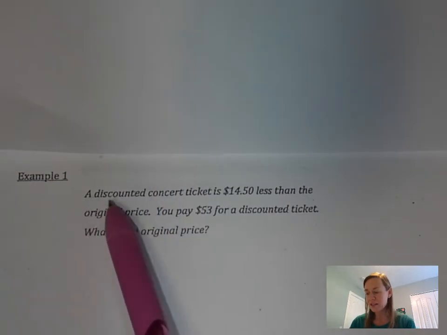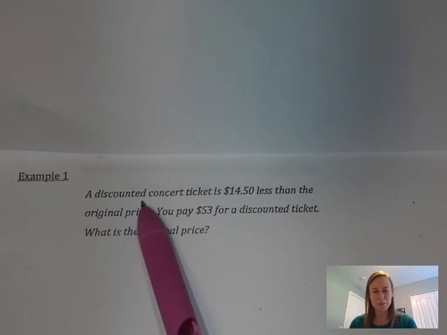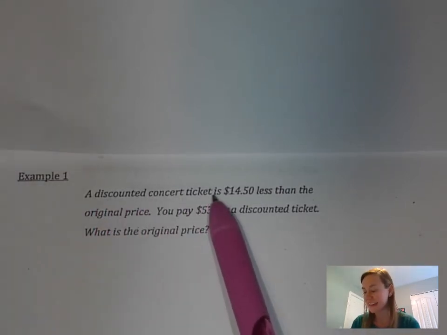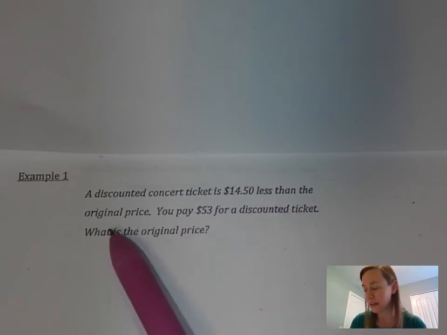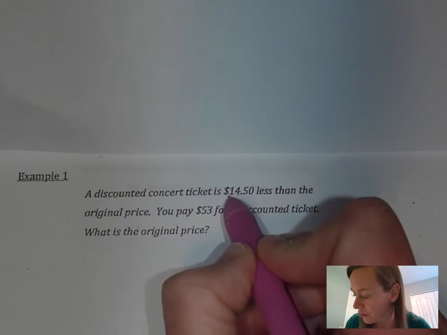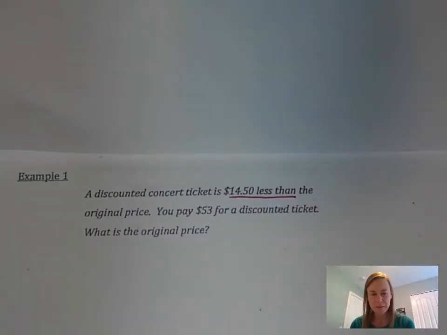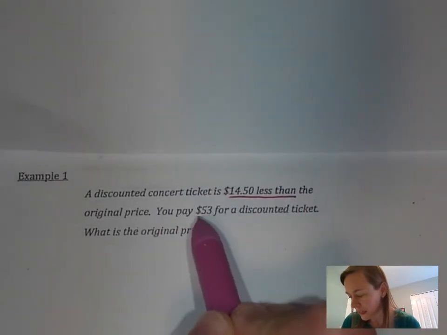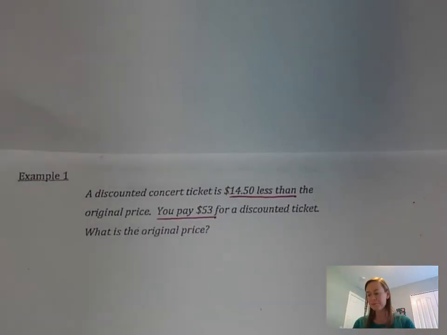A discounted concert ticket. So discounted, that means it's on sale, it's cheaper, like you had a coupon or something. A discounted concert ticket is $14.50 less than the original price. Okay, $14.50 less than. That's what I'm going to underline. Let's keep going. You pay $53 for a discounted ticket. So you pay $53 right there. What is the original price?